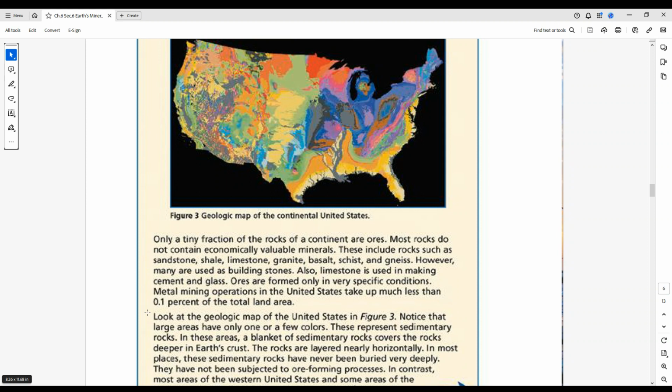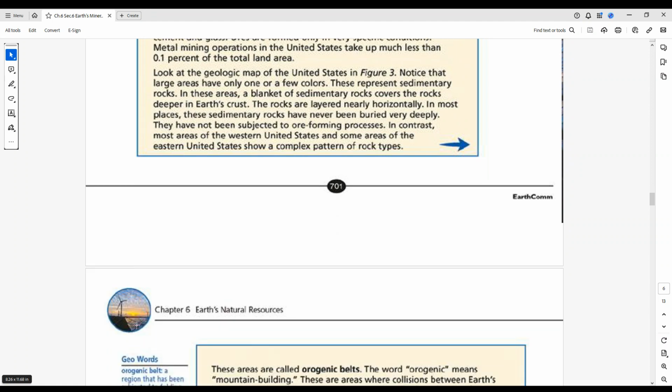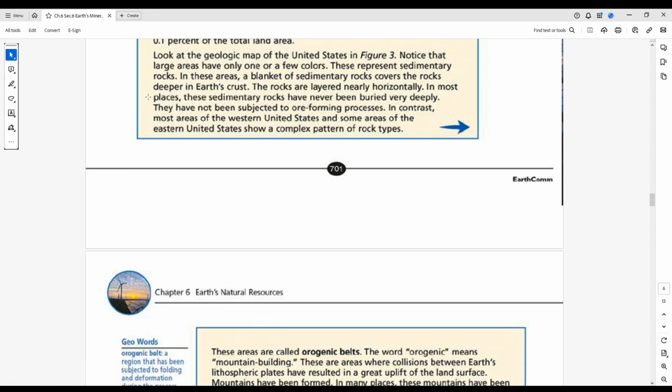Look at the geologic map of the United States in Figure 3 above. Notice that large areas have only one or a few colors. These represent sedimentary rocks. In these areas, a blanket of sedimentary rocks covers the rocks deeper in Earth's crust. The rocks are layered nearly horizontally. In most places, these sedimentary rocks have never been buried very deeply. They have not been subjected to ore-forming processes.